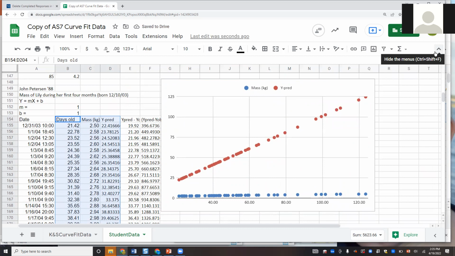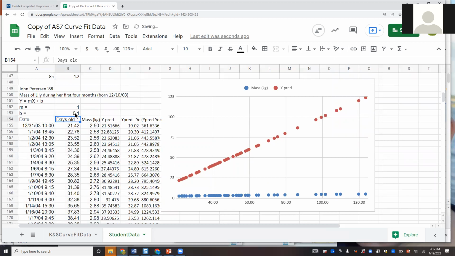Right. So now what I can do is change these values by eye and see how they change this. It looks like my y-intercept is way too high. Maybe I'll make that like 0.1 and see how that does. That still looks terrible. Y predicted, huh?